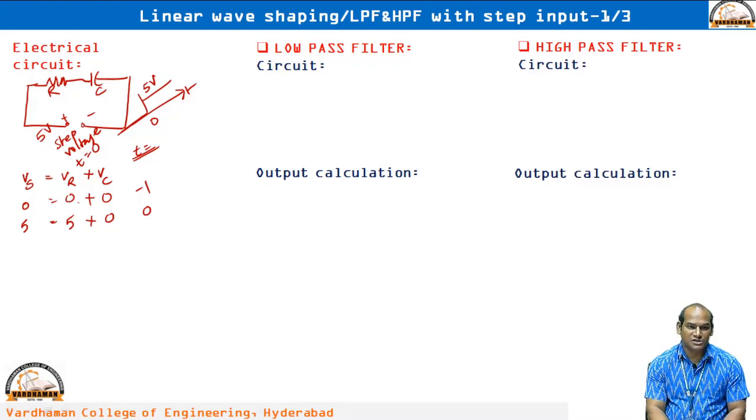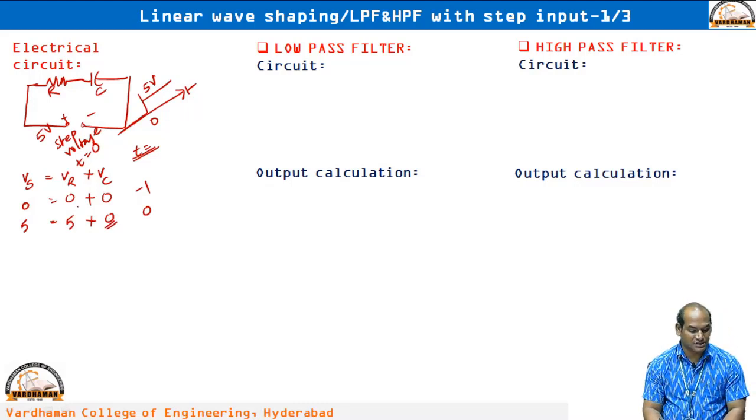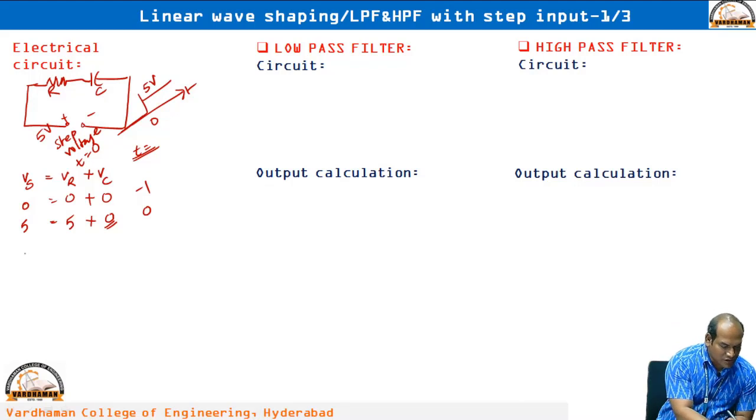So at t equal to 0, we have provided a sudden change in voltage. So the capacitor does not allow sudden changes in voltage. Whatever the previous voltage 0 was, the same voltage will be maintained by the capacitor, that is 0 only. But to satisfy KVL, VR is equal to 5. Next, we have given 5 volts continuously now. After t equal to 0, the supply voltage is 5 only. So I am giving 5.